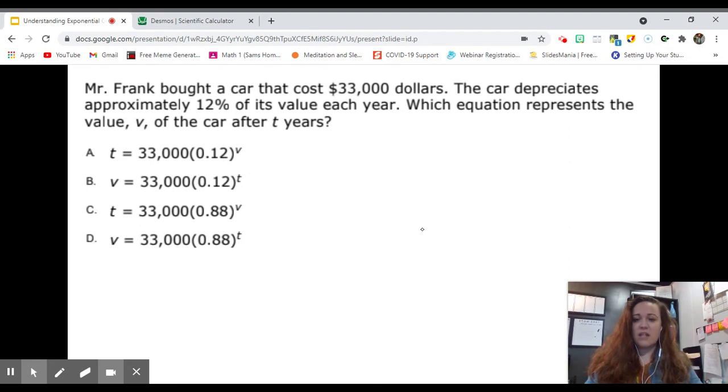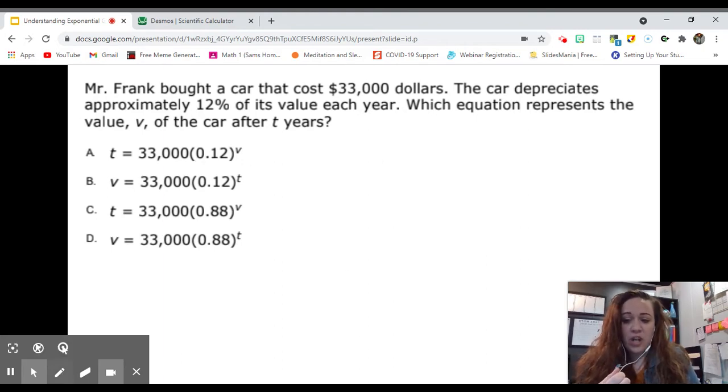So we have Mr. Frank. He bought a car that cost $33,000. The car depreciates approximately 12% of its value each year. Which equation represents the value V of the car after T years? So I would suggest going ahead and just writing out the equation as you usually would.